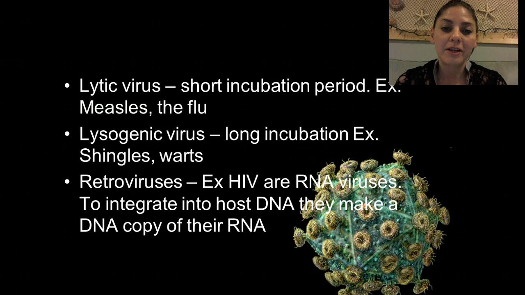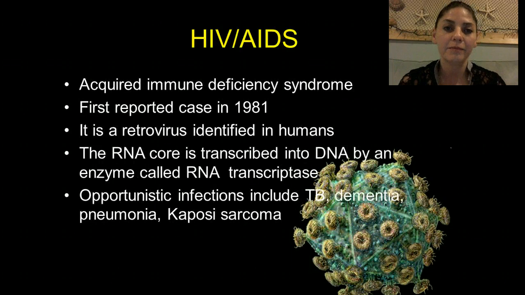Retroviruses, for example, are HIV, and those are RNA viruses. So viruses can either have RNA or DNA in their core. And a retrovirus, think of retro, RNA, has RNA in it. And it has to integrate into the host DNA, so they make a DNA copy of their RNA.